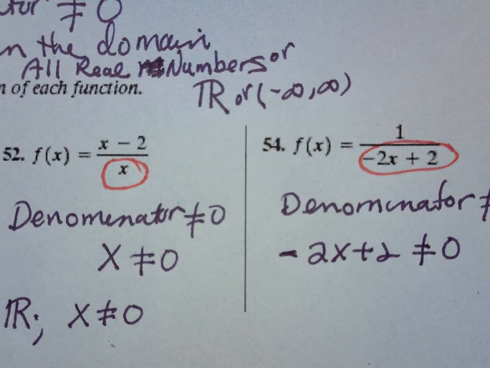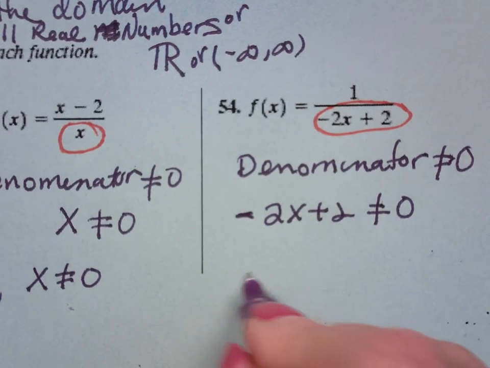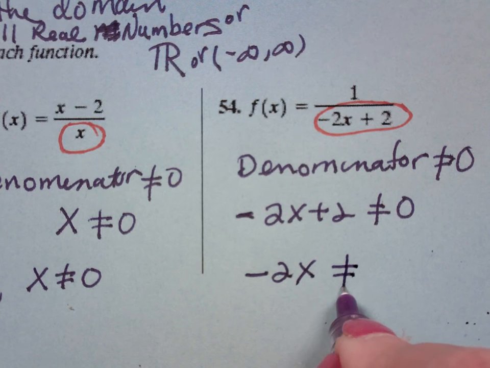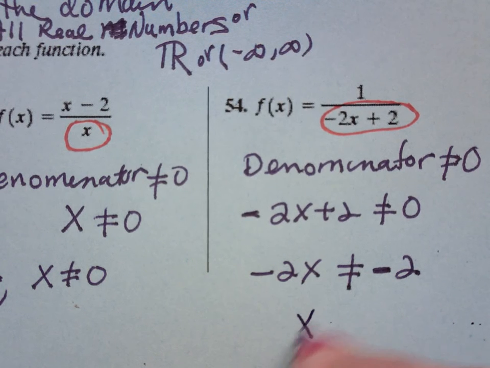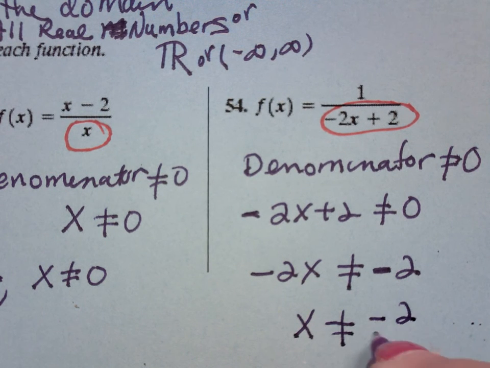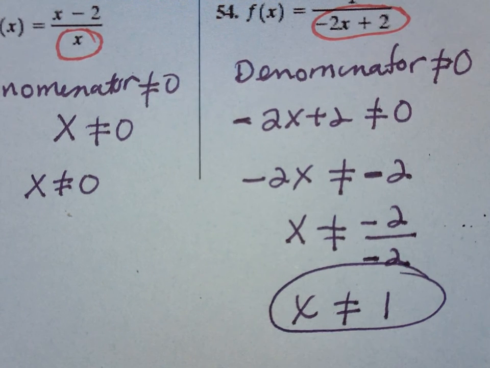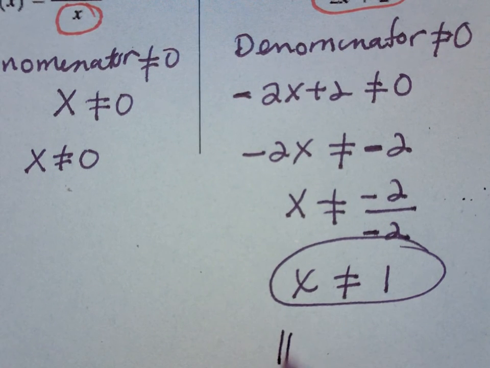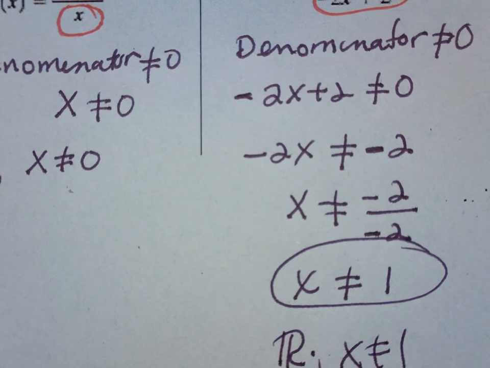Now you just solve the equation. It's a not equal, so I make sure that I maintain my not equal. Negative 2x can't be negative 2, or x can't be negative 2 divided by negative 2, or x can't be 1. So again, if I were in college algebra, I'd probably start with all real numbers, x can't be 1. But x can't be 1 is a perfectly good answer.